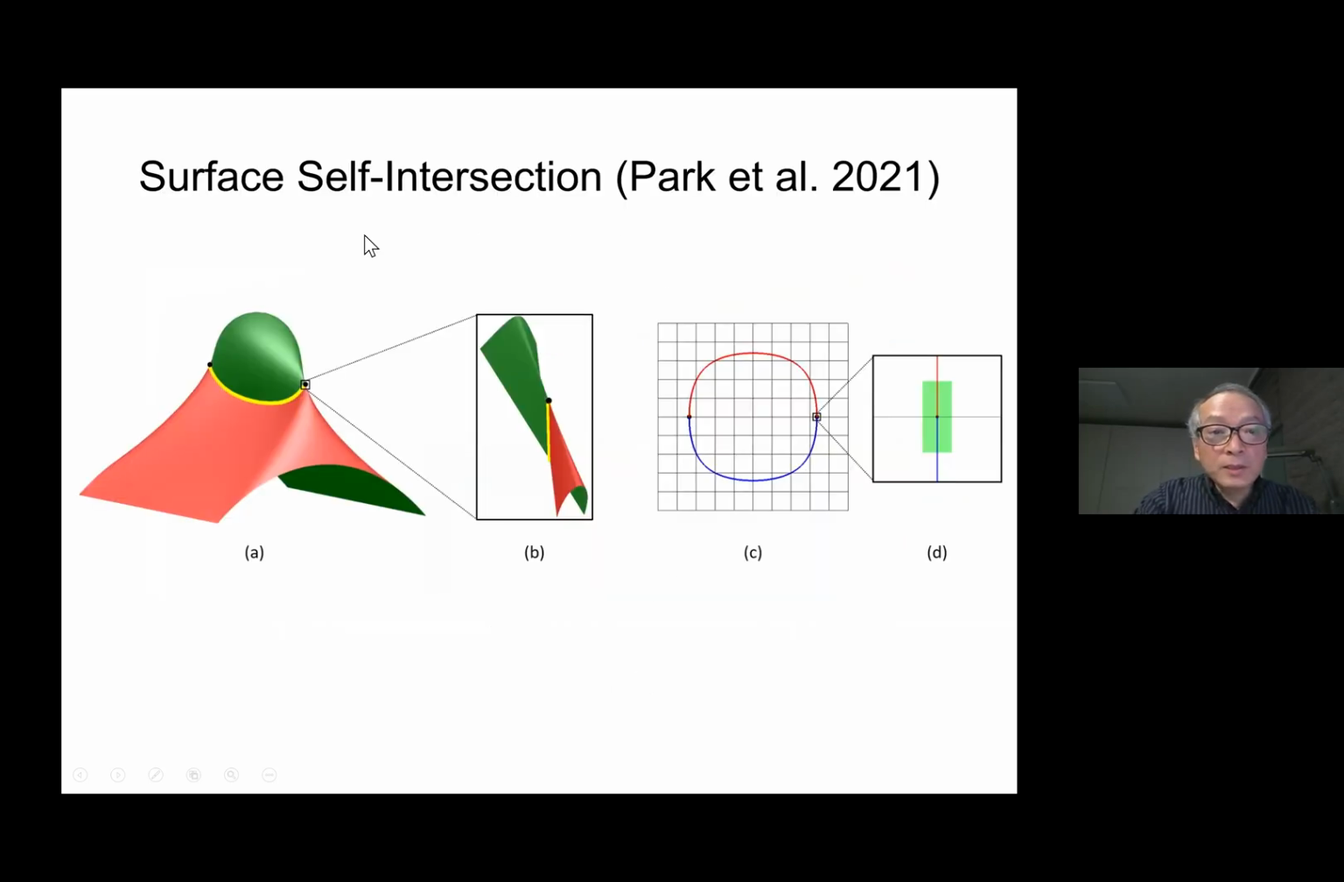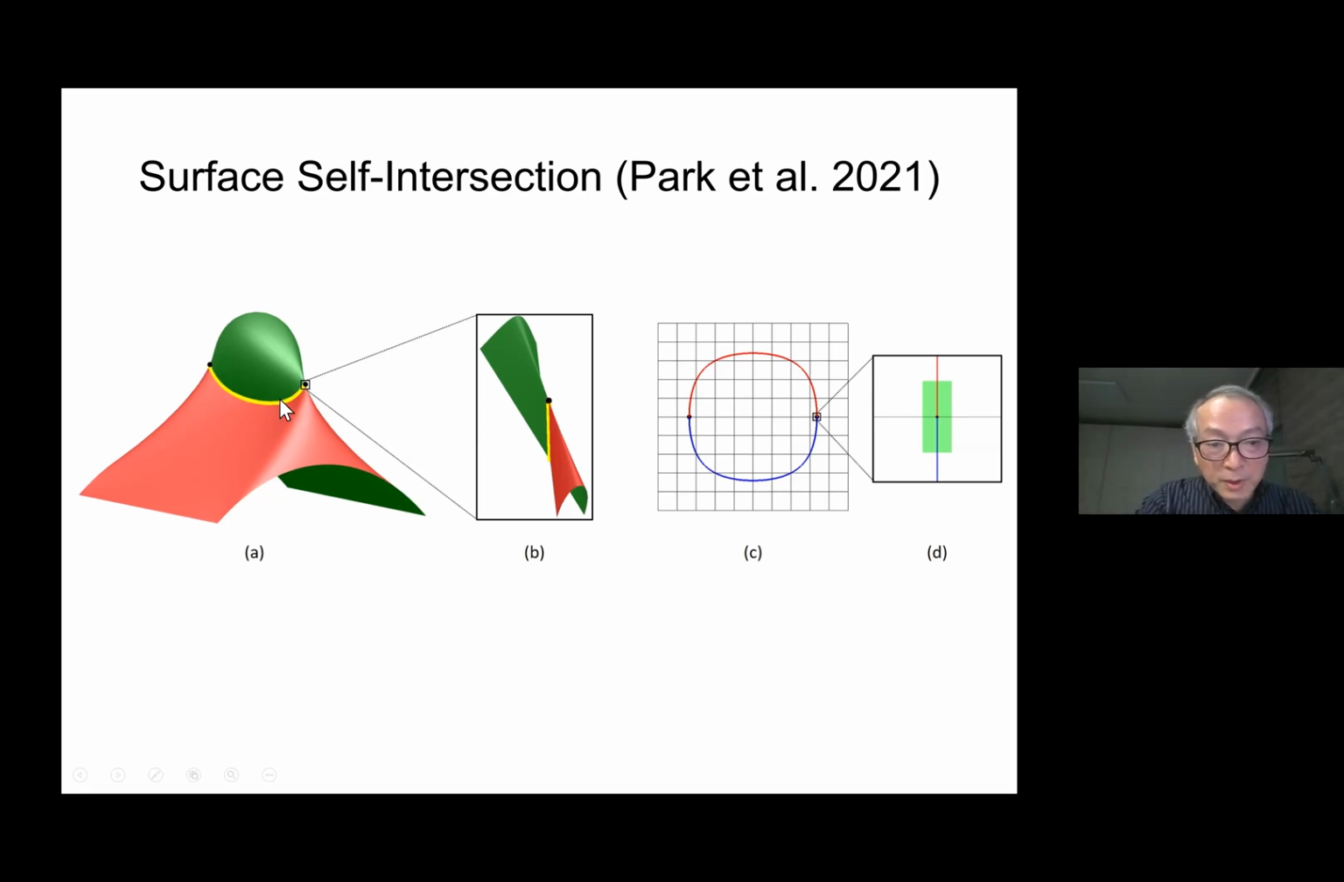And then quite recently, we moved to surface self-intersection. This is PhD work. This work should be part of my student's PhD thesis. So here we have a self-intersecting surface like that. This corner corresponds to the parameter here. This guy corresponds to there. This is a self-intersection curve.